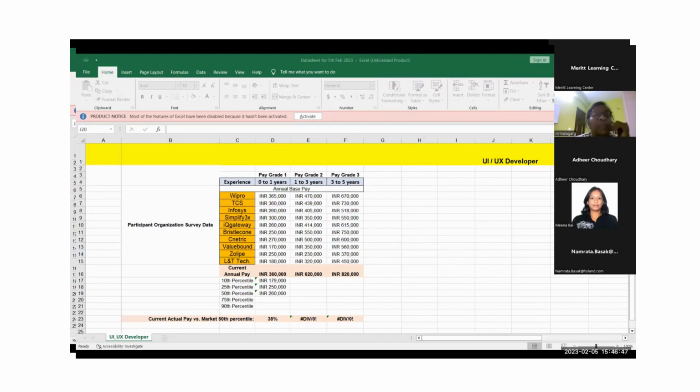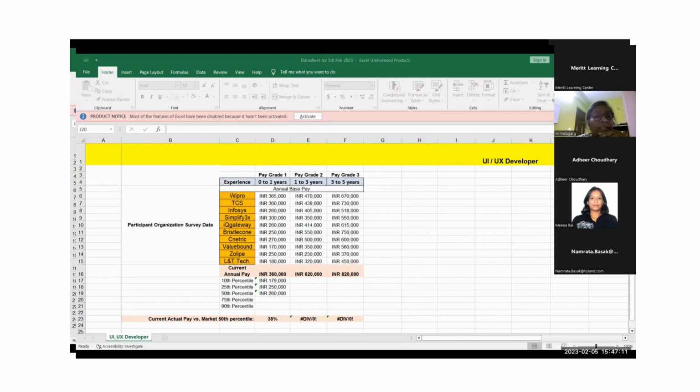Now, in my organization, I have 3 grades, grade 1, grade 2, grade 3, for a software engineer. I have actually collected data from Wipro, TCS, and all these companies for pay grade 1, pay grade 2, and pay grade 3. So 0 to 1, 1 to 3, and 3 to 5 years. This is the data which has been collected.